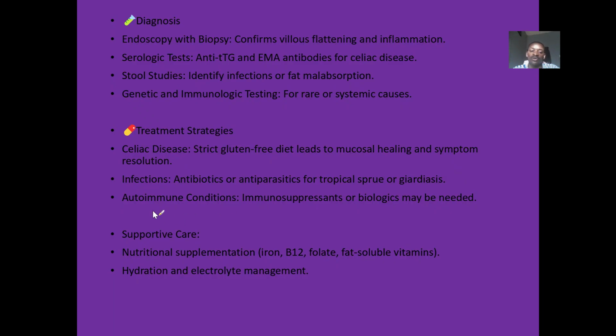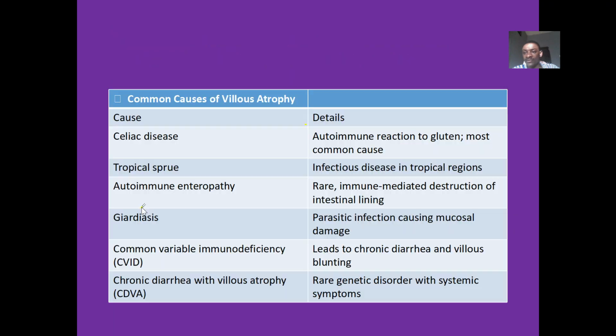Okay. For the autoimmune conditions, you basically give drugs that will help to calm down your immune system. Then that's just all we have. Then supportive care, of course: the nutrients that are not being absorbed very well, you can give them, supplement them to the patient.